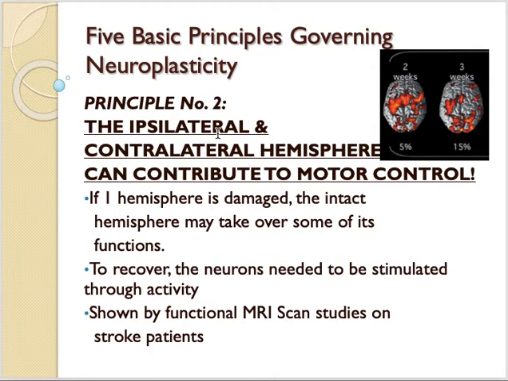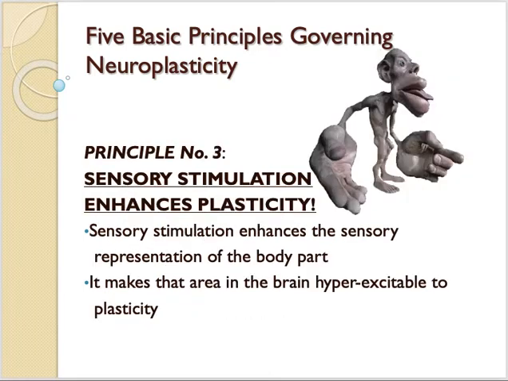Number two is that the ipsilateral and contralateral hemispheres can contribute to motor control. If one hemisphere is damaged, the intact hemisphere may take over some of its functions, right? These are all the hopes by which a person who has had a stroke regains function and goes back, after months or years or weeks, whatever, to their society and daily life. If not fully recovered, then much better, much recovered.